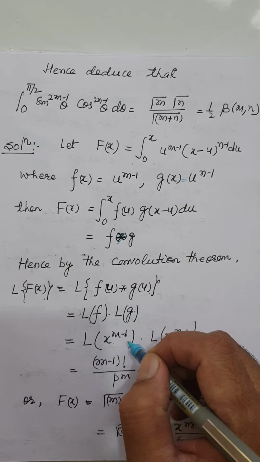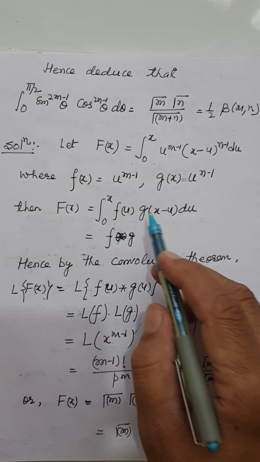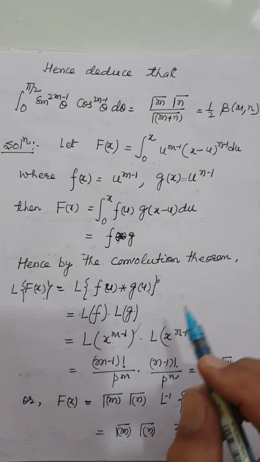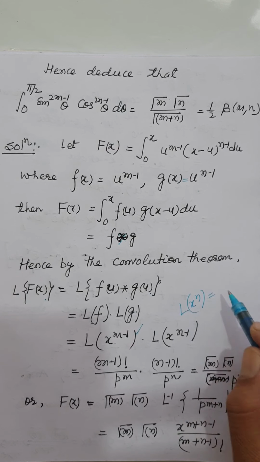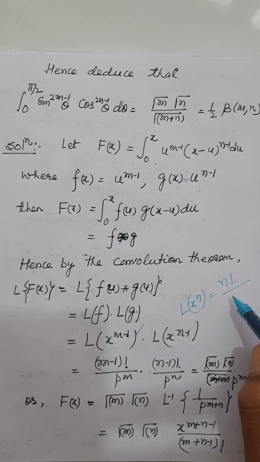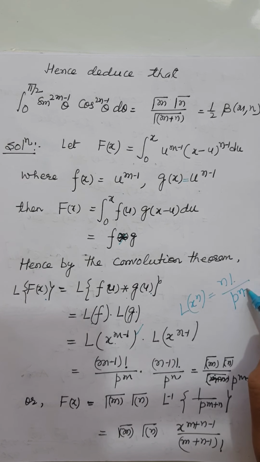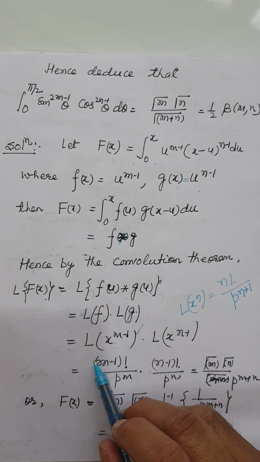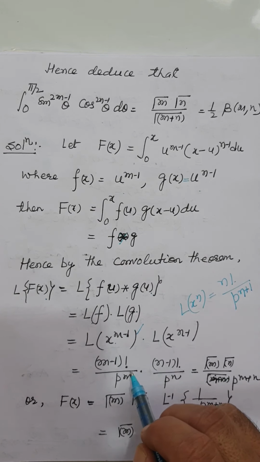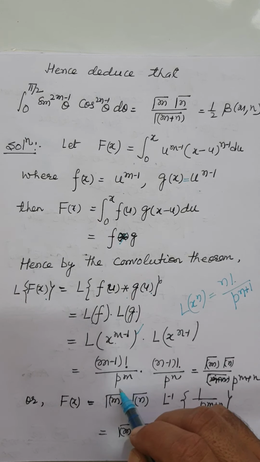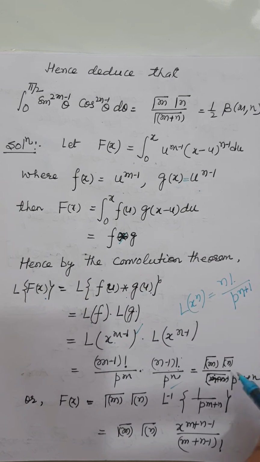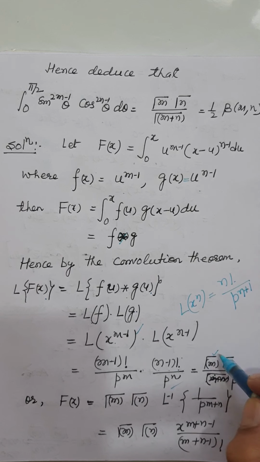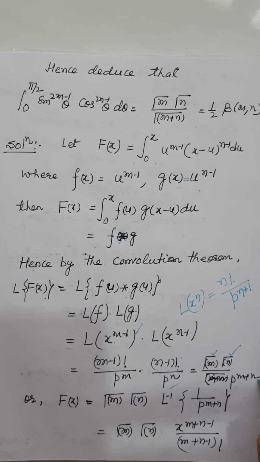The Laplace transform of x raised to power m minus 1, where f of x is this one and g of x is this one, and the Laplace transform of this one, x raised to power n minus 1, will be equal to gamma n, or factorial n minus 1, upon p raised to power n. Therefore, the Laplace transform of x raised to power m minus 1 will be equal to factorial m minus 1 upon p raised to power m, into factorial n minus 1 upon p raised to power n, or we can write this one as gamma m gamma n upon p raised to power m plus n.